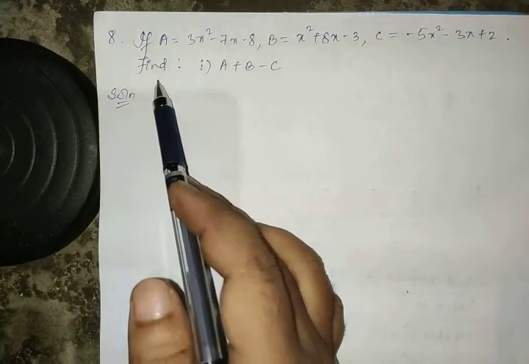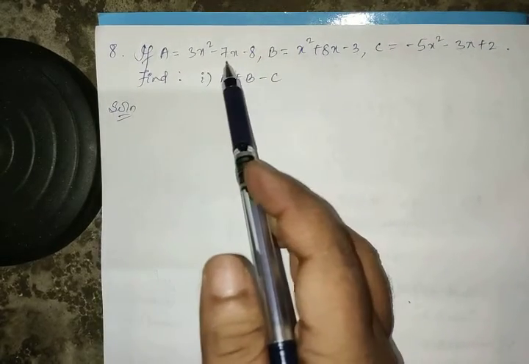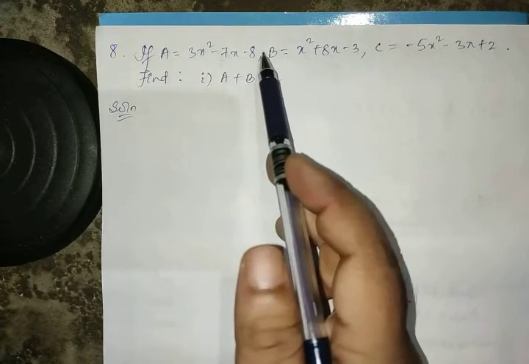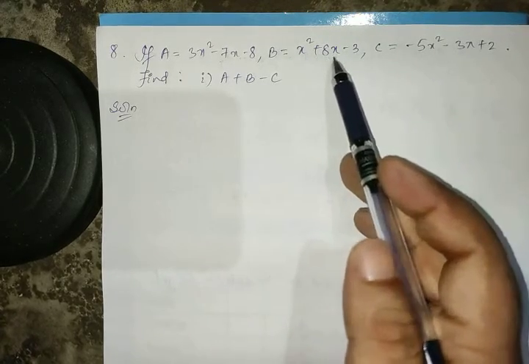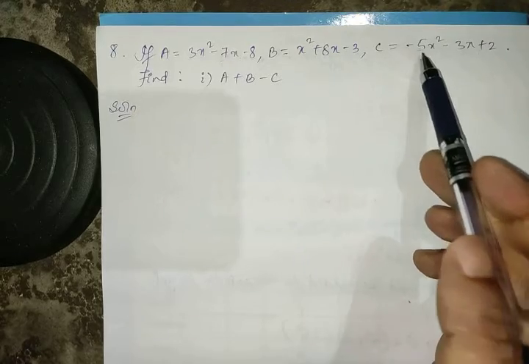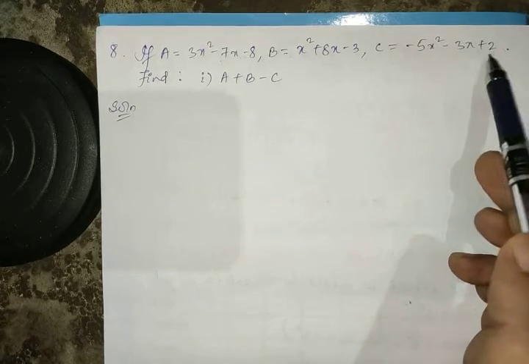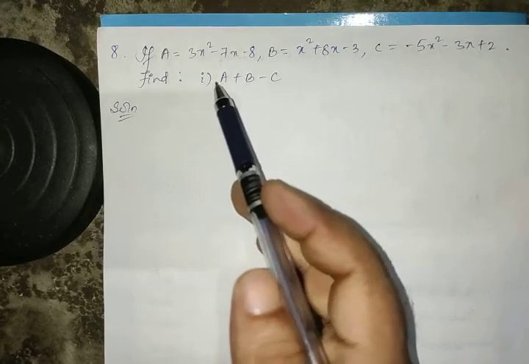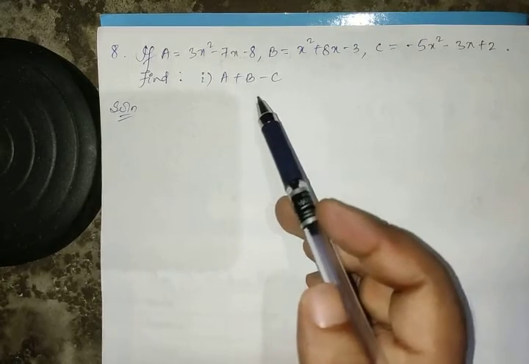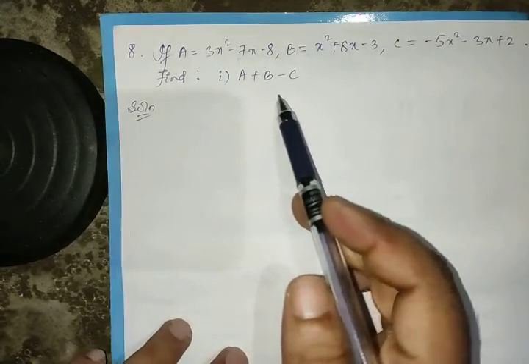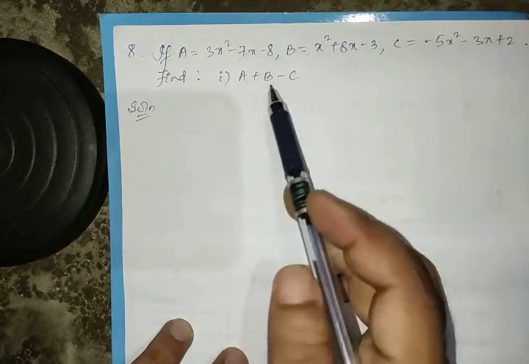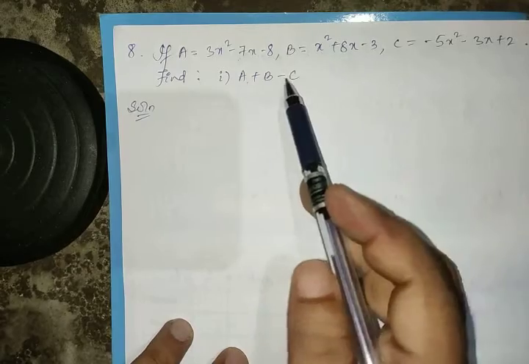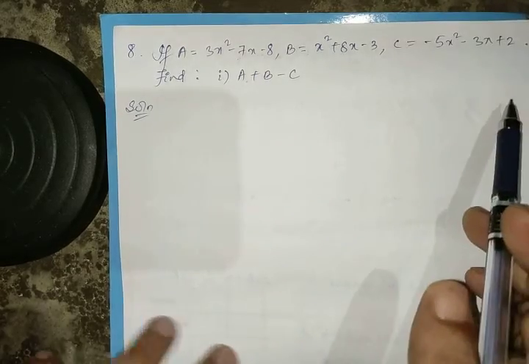Okay, so now let us do question number 8. If a equal to 3x square minus 7x minus 8, b equal x square plus 8x minus 3, and c equal minus 5x square minus 3x plus 2, then find Roman number 1, a plus b minus c. Okay, so this is very simple. Just you have to put the values. In place of a you have to put this, in place of b we have to put this, and in place of c we'll put this, and we'll get the answer.